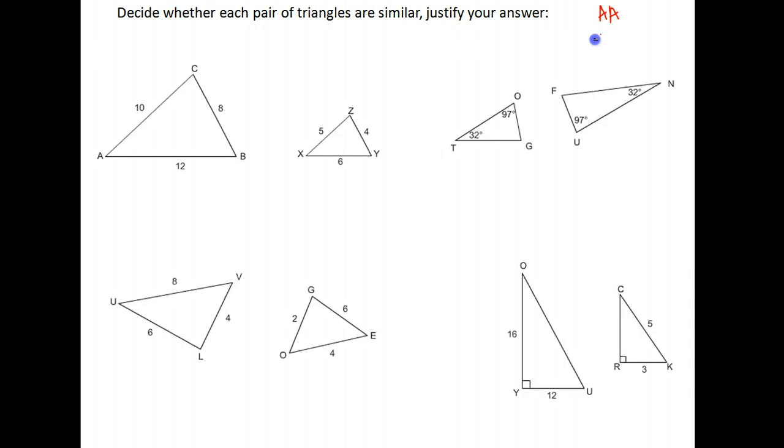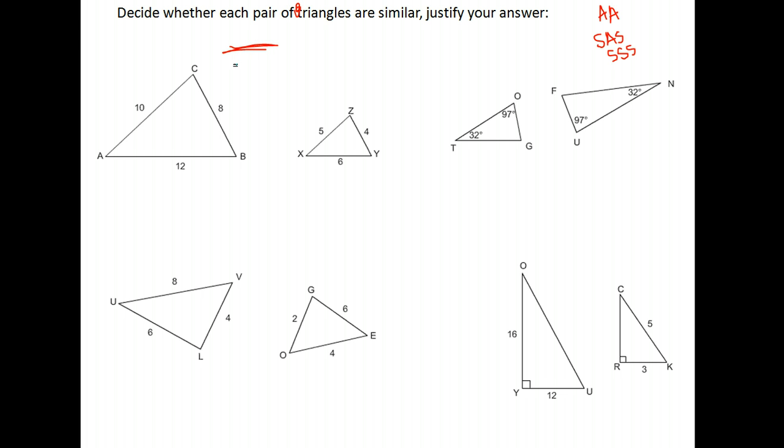Either use angle, angle, side, angle, side, or side, side, side. Those are the only three options that we have right now for showing that two triangles are similar. So let's go ahead and test that out, see how good we are. So let's look at our first pair of triangles right here.